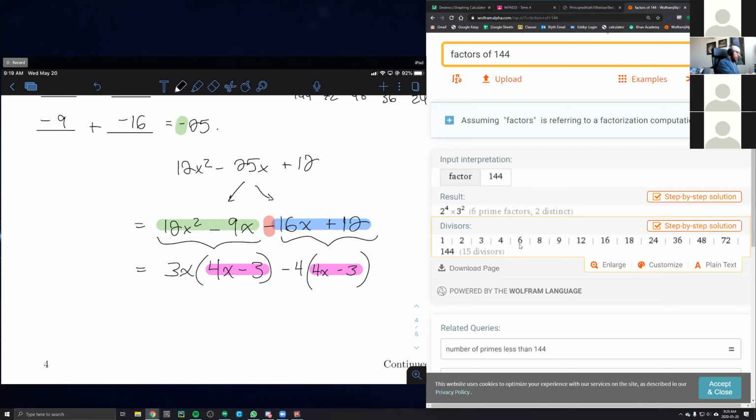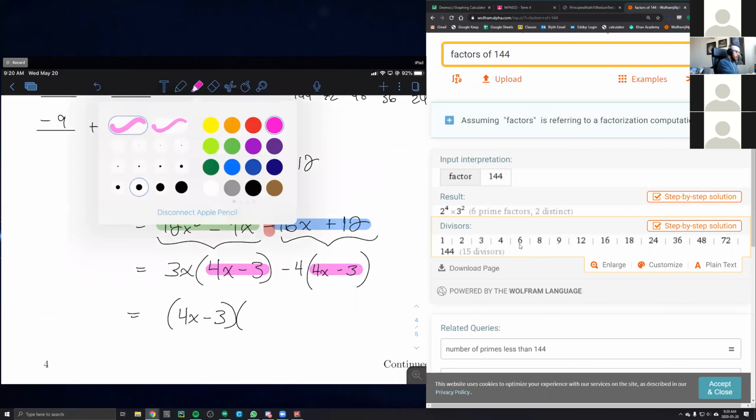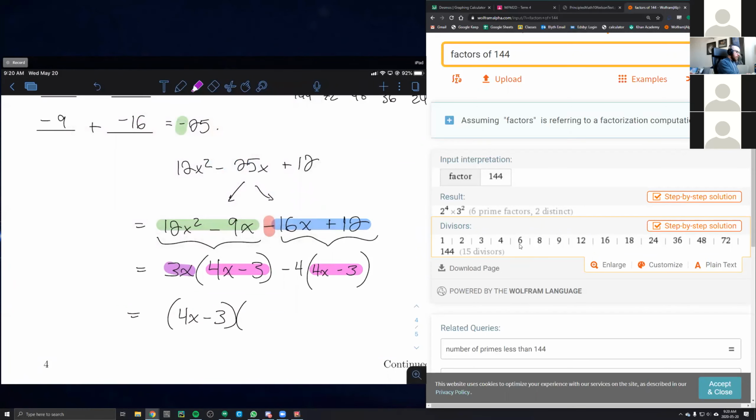But then last step, all we do is pull out the bracket that's common for both of them. So 4x minus 3, and then whatever is left over, right? The leftovers, we have 3x minus 4, and then we're done. Bit of a harder example, but any questions about that one? Okay, cool.